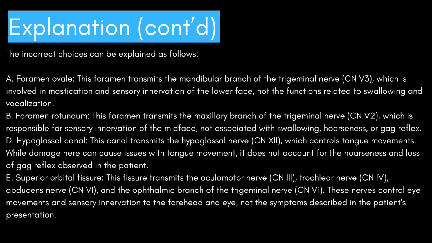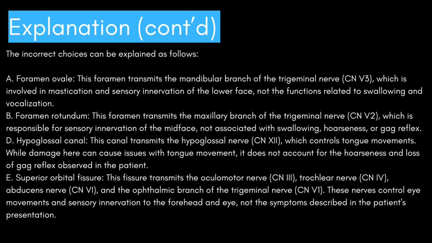A, foramen ovale. This foramen transmits the mandibular branch of the trigeminal nerve, CN V3, which is involved in mastication and sensory innervation of the lower face, not the functions related to swallowing and vocalization. B, foramen rotundum. This foramen transmits the maxillary branch of the trigeminal nerve, CN V2, which is responsible for sensory innervation of the midface, not associated with swallowing, hoarseness, or gag reflex.